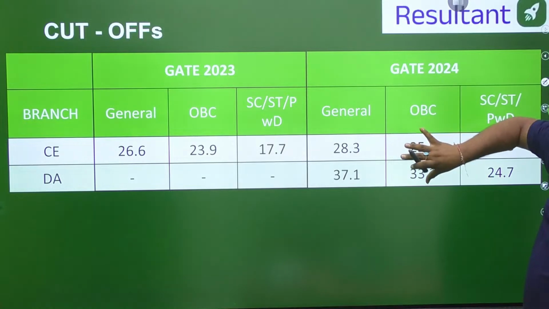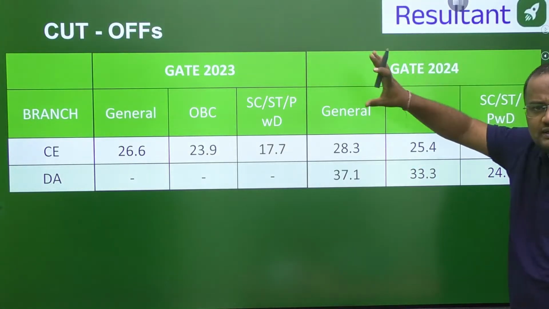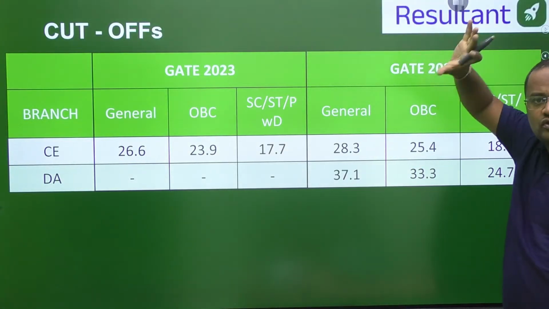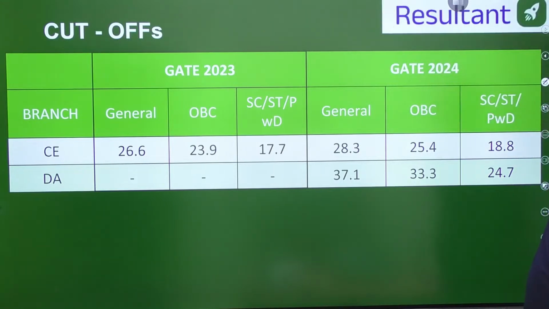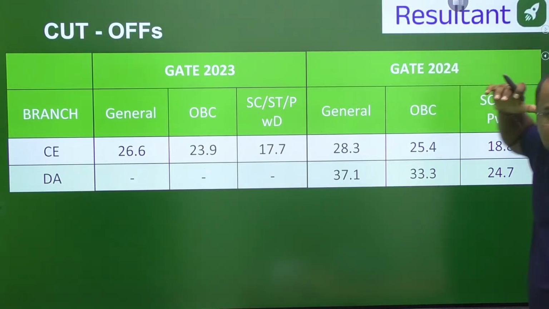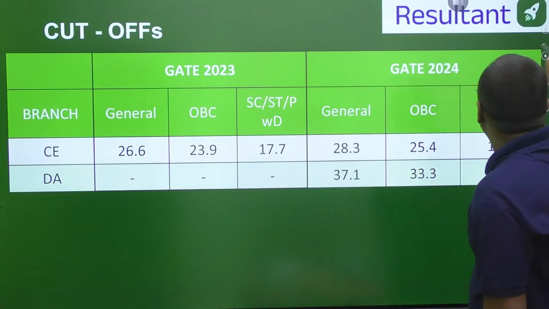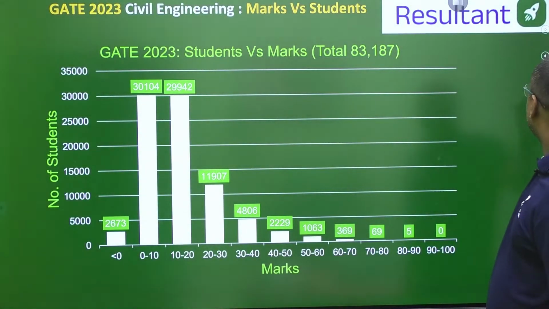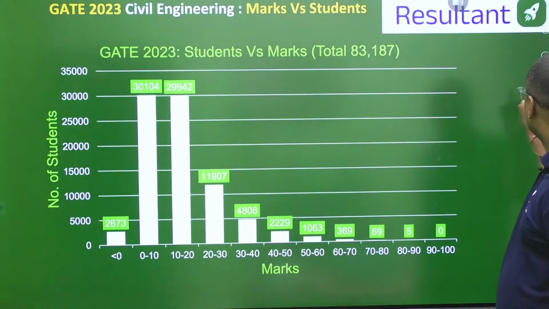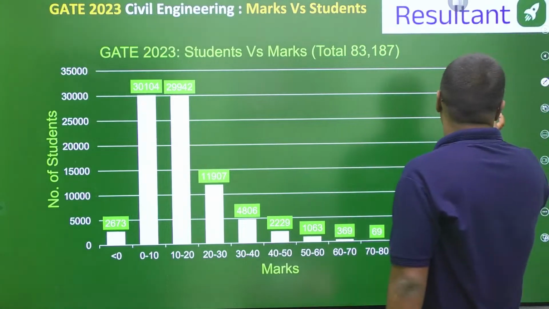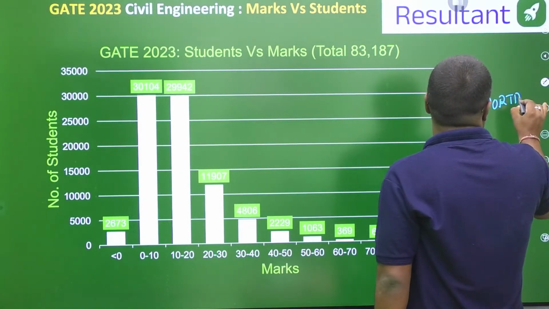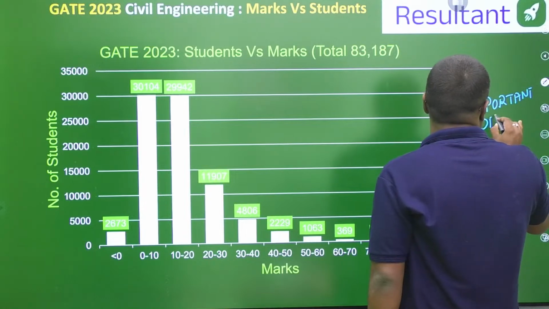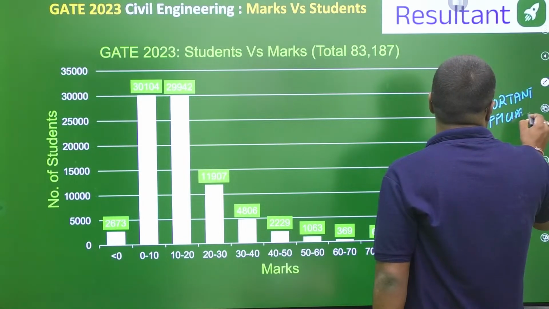The cutoff I told you, usually for general category it is 26, 28, 30, 32 marks. For OBC it is around 20 to 25 marks. And for SC, ST it is around 17 to 18 marks out of 100. But just clearing the cutoff will never give you anything really challenging. This is very important, guys. This is an important slide. This is important, official data.